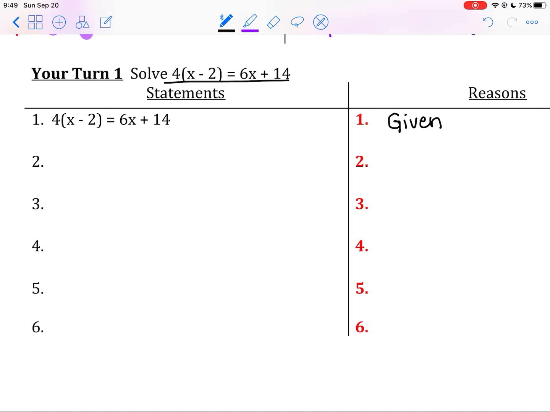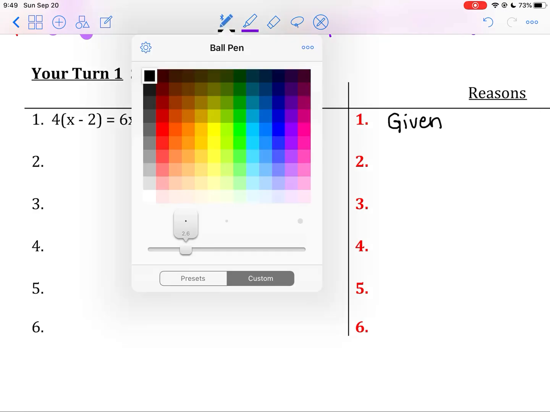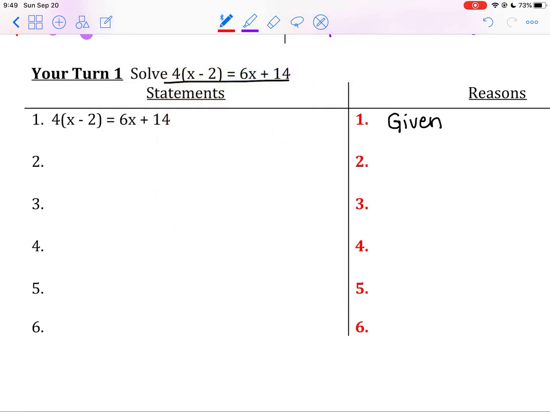So as we work down through here, we're going to think about what we would do to solve this equation. What we do is part of our reason. Our next statement is going to be the result. So we aren't really showing our work because that's part of our reason. So I will show my work so that I can get those things.